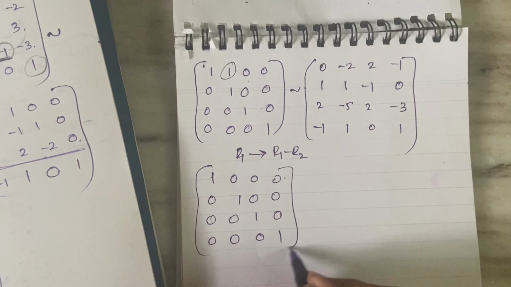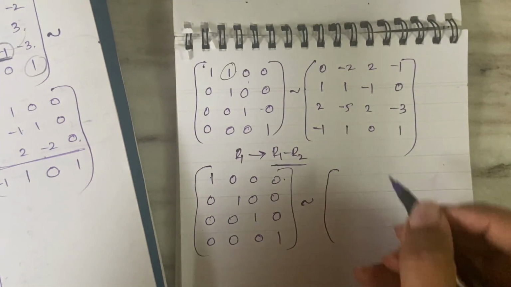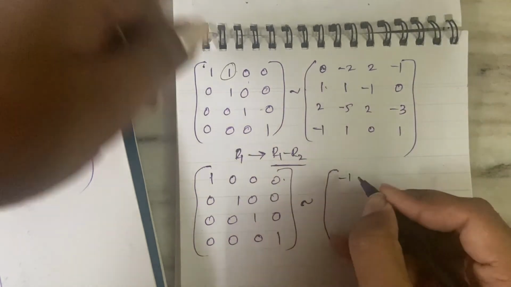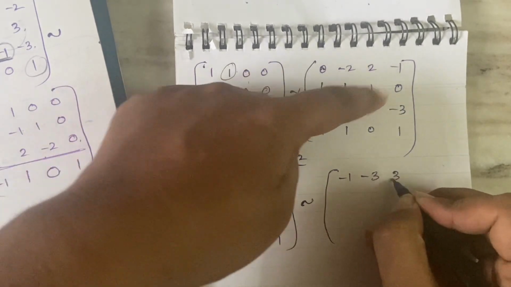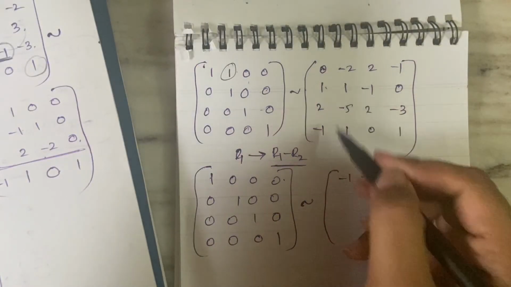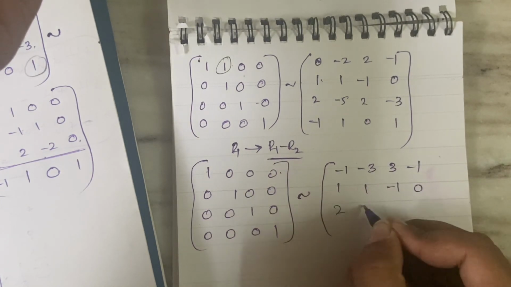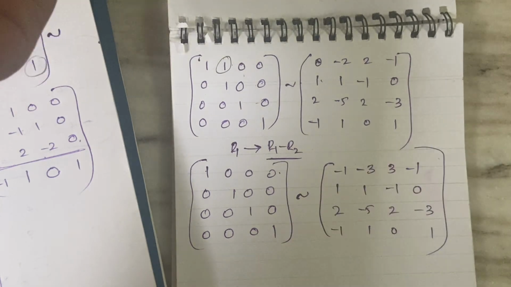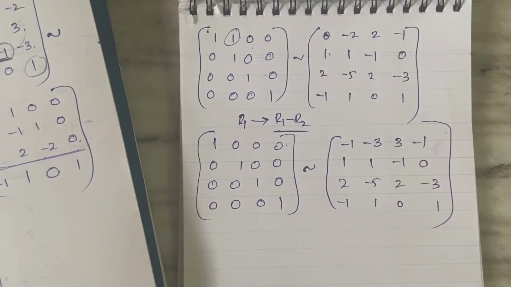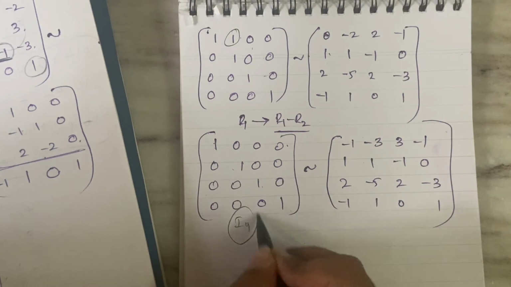So this is the matrix, and let us apply the same to here also. 0 minus 1 minus 1, minus 2 minus 1 minus 3, 2 minus of minus 1 plus 3, minus 1 minus 0 is minus 1 as it is, and the other three will be same. 1 1 minus 1 0, 2 minus 5 2 minus 3 minus 1 1 0 1. Okay, so this is the matrix that we got, right? Now see whether we got the identity matrix here or not. Yes, we got 1 1 1 1, so it is identity matrix I4.